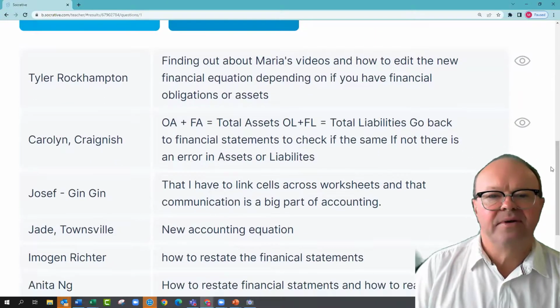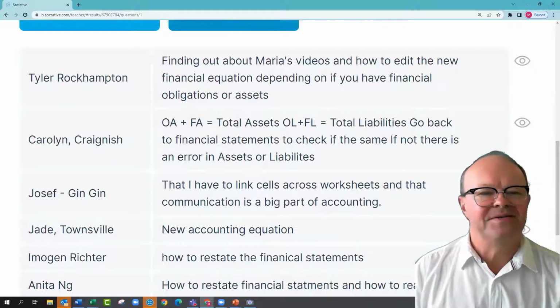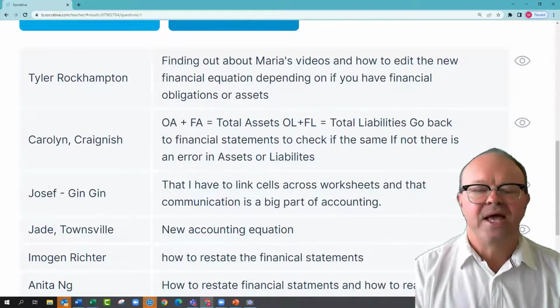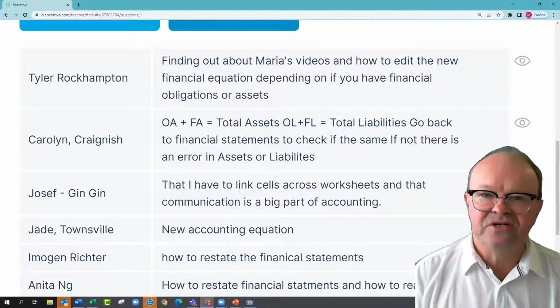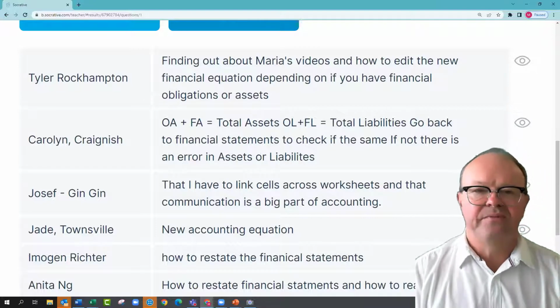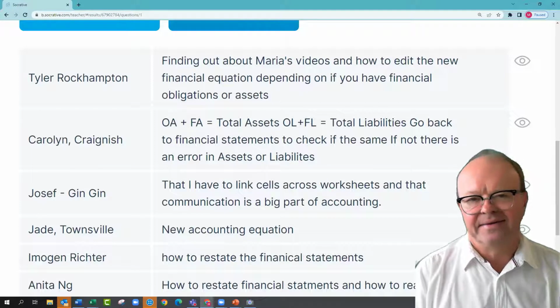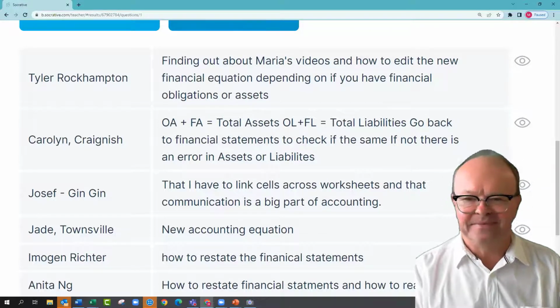Tyler in Rockhampton, finding out about Maria's videos. A few people are in that. You definitely want to focus. Now, the links to Maria's videos are in the assignment as well. So reading the assignment instructions carefully is a great idea. There's all sorts of stuff in there.